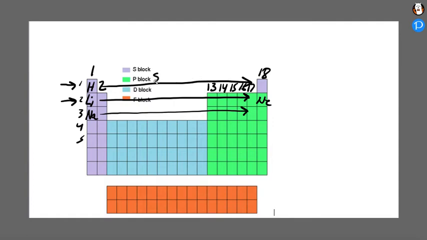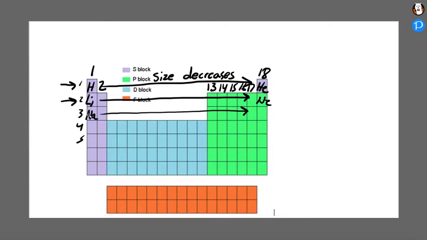is that the size actually decreases, gets smaller. As you move across a period, the atomic radius actually decreases. So going from hydrogen over to helium, hydrogen is actually going to have a little bit bigger radius than helium does. And in period 2, lithium is going to have a bigger atomic radius, a bigger size than neon is going to have.